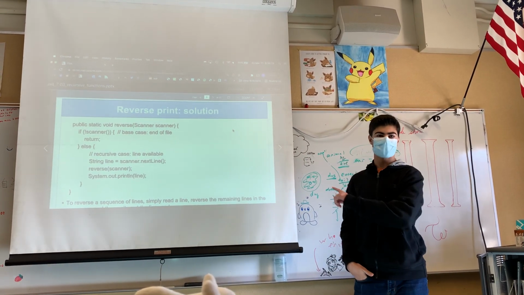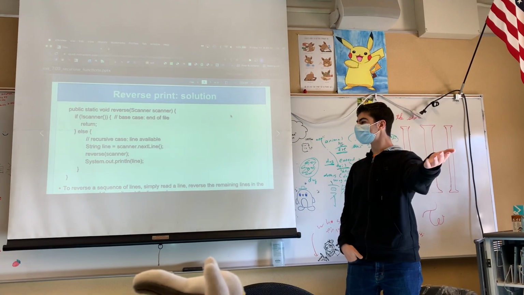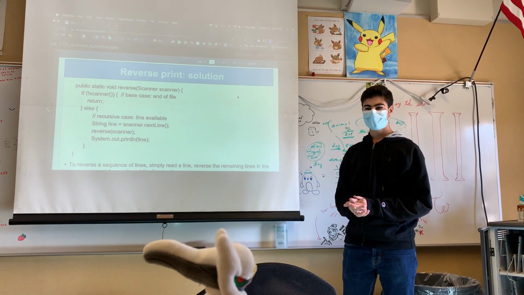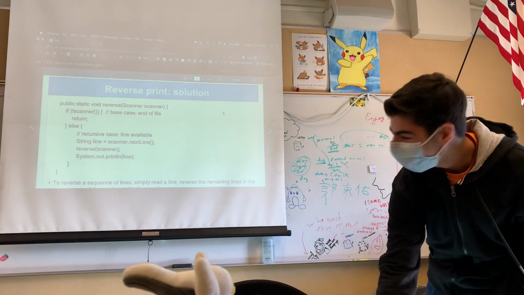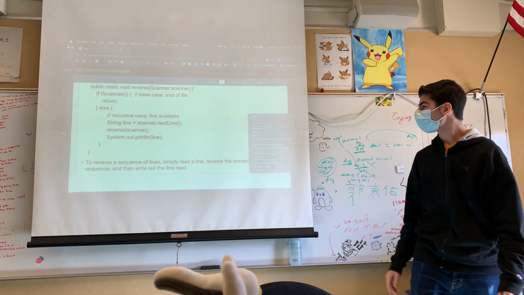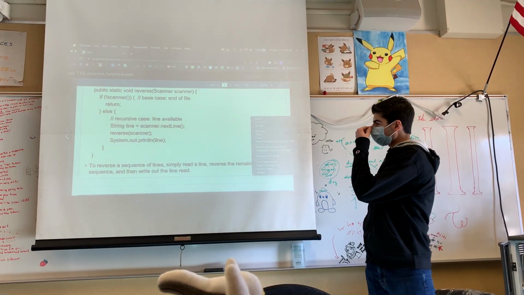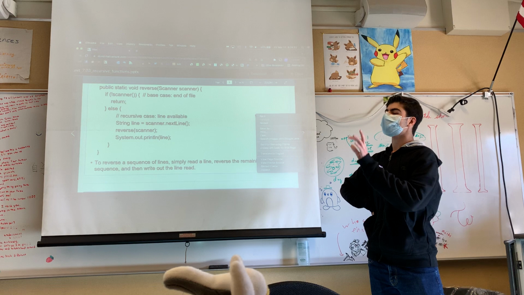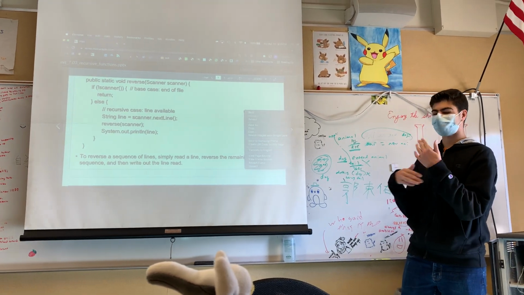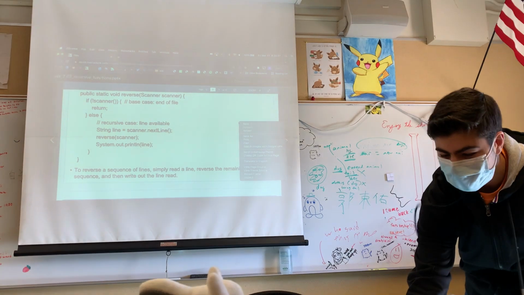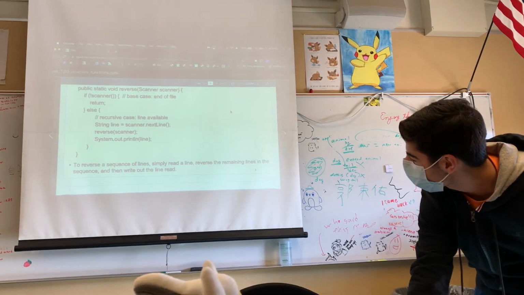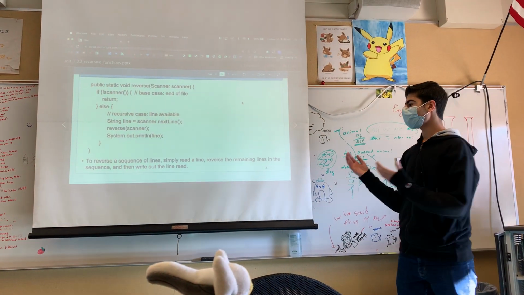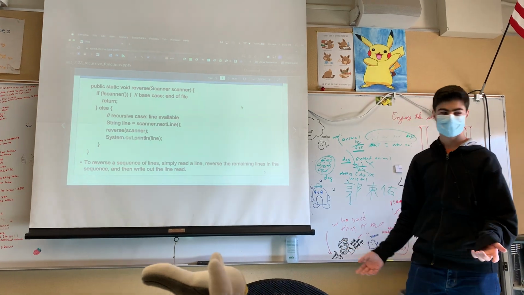What data type is line? String, exactly. And is that an object or a primitive type? Object. Object, yay. All right. Why would you want to do not scanner? Uh-oh. All right. Save the questions for the end, please. I think it'll become more explanatory. All right. So to reverse a sequence of lines, simply read a line, reverse the remaining lines in the sequence, and then write out the line read. All right.